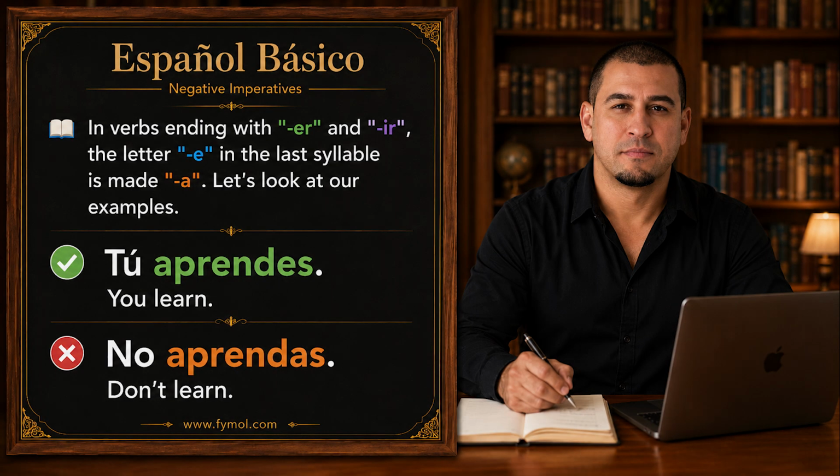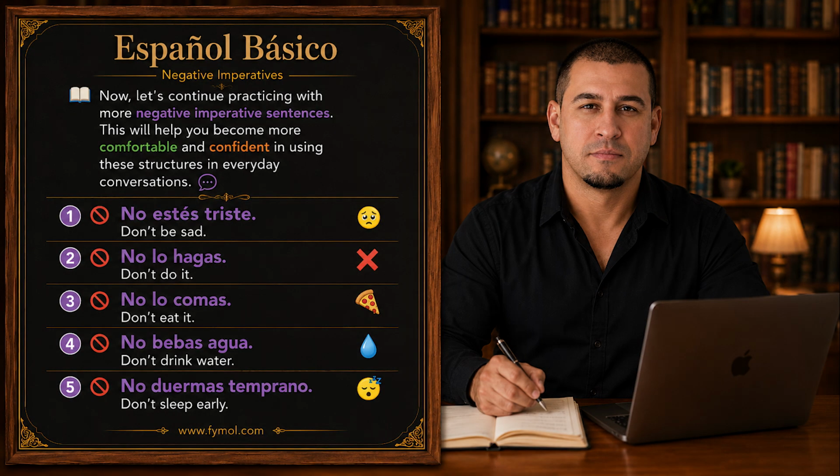Don't speak. In verbs ending with ER, the letter E in the last syllable is changed to A. Let's look at our examples. Tú aprendes, you learn. No aprendas, don't learn. Now let's continue practicing with more negative imperative sentences. This will help you become more comfortable and confident in using these structures in everyday conversations.